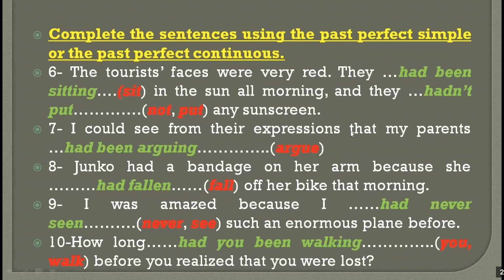I could see from their expressions that my parents had been arguing. An argument usually takes a long time. You don't say that my parents had argued. No, they had been arguing. That's a long discussion. Junko had a bandage on her arm because she had fallen off her bike that morning.